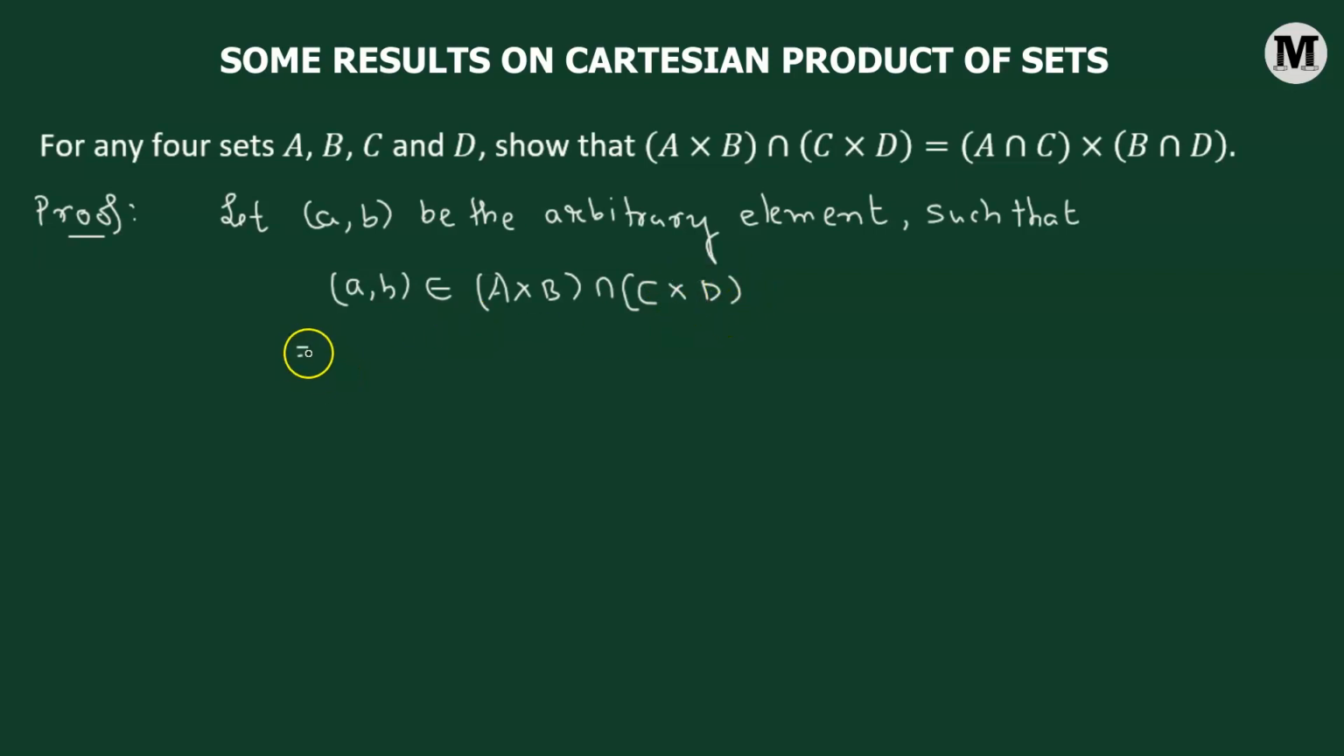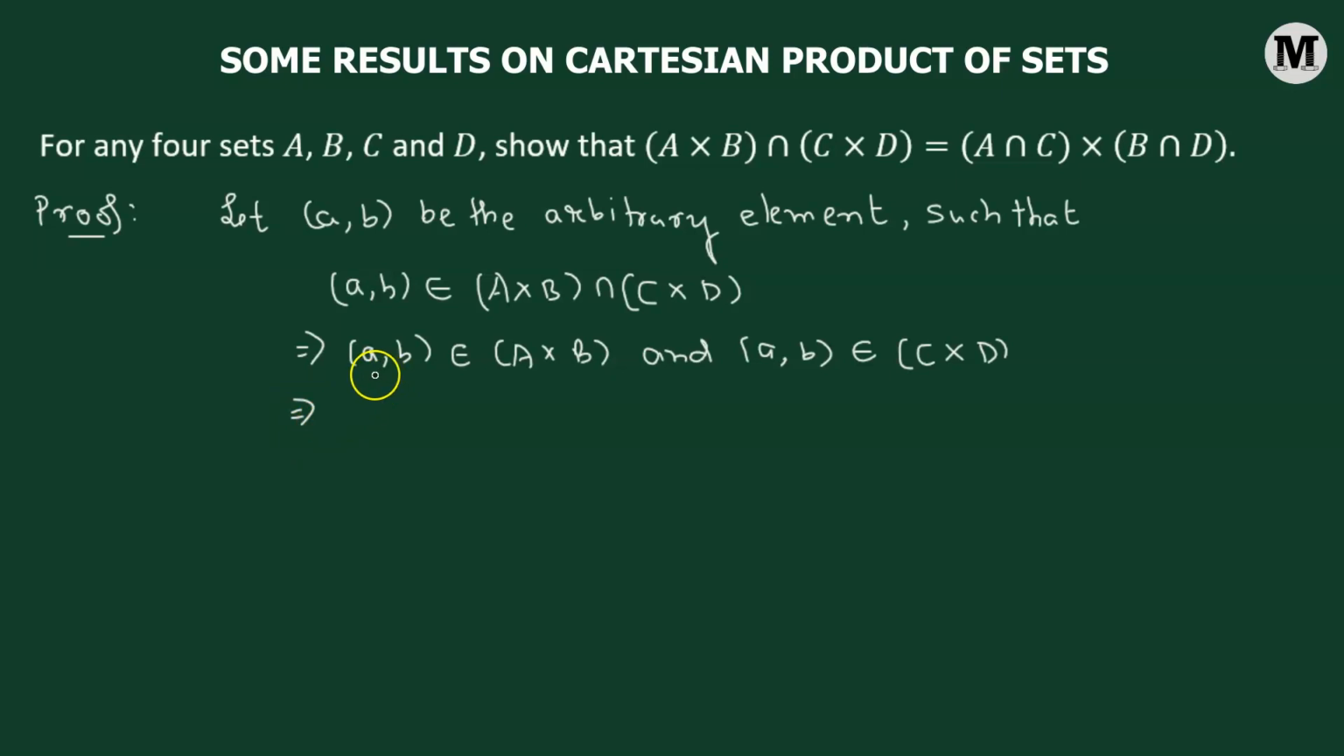Now, what does it mean? This simply means that the ordered pair (a, b), since we have an intersection here, is going to belong to both of the two sets. That means the ordered pair (a, b) must belong to the Cartesian product of A and B, and that same ordered pair (a, b) must also belong to the other set, which is the Cartesian product of C and D.